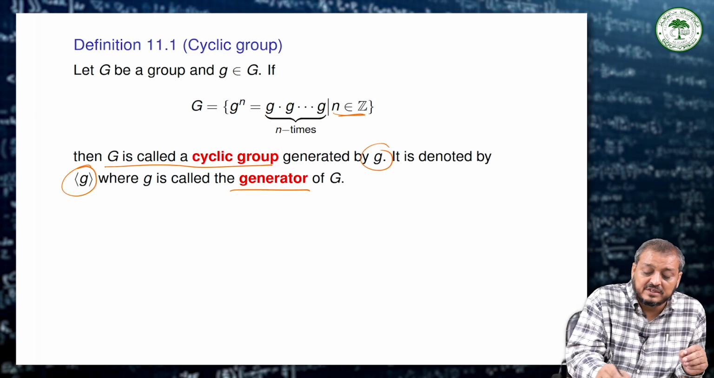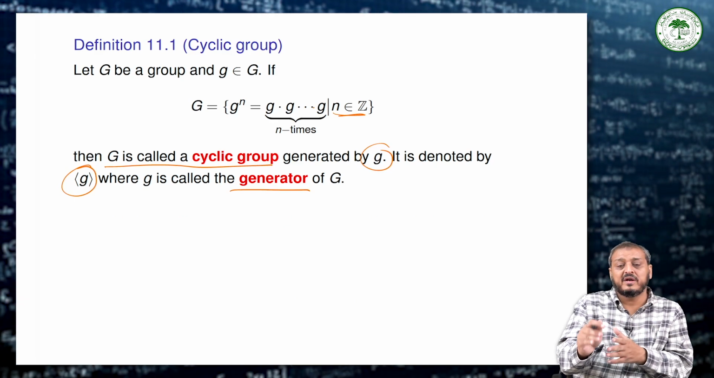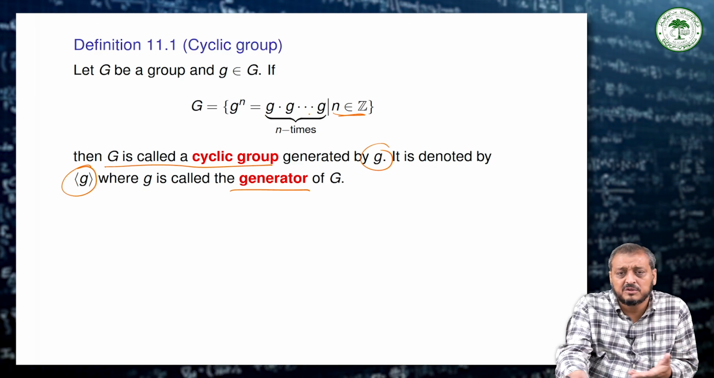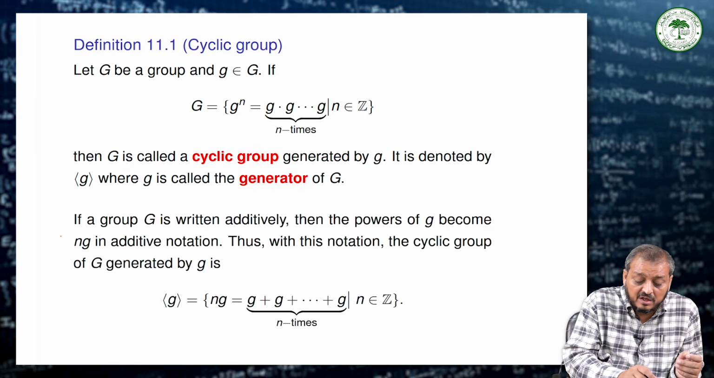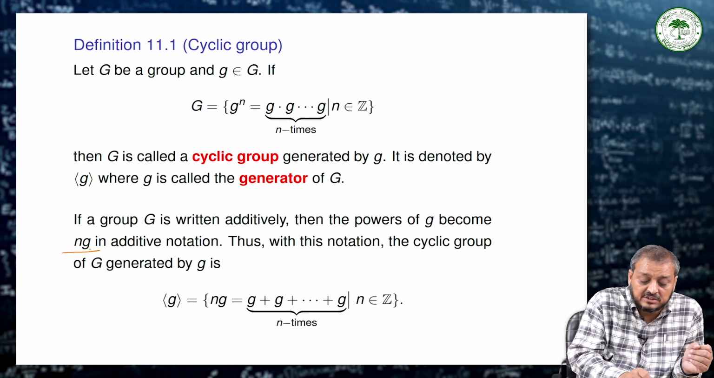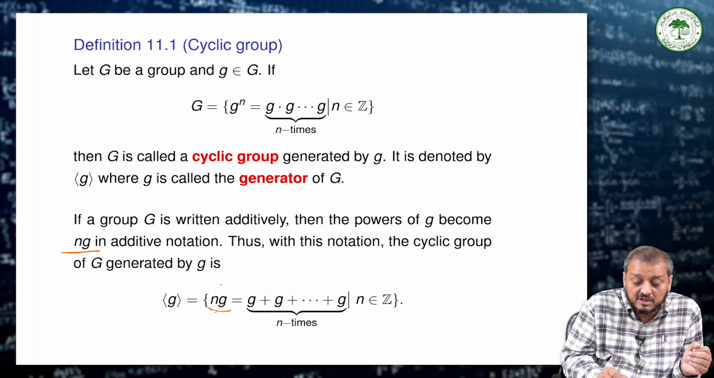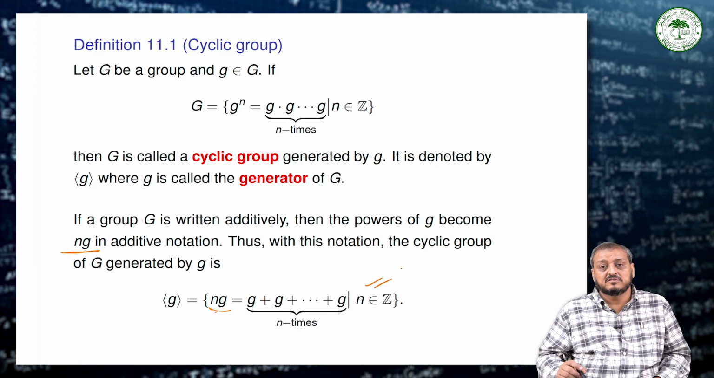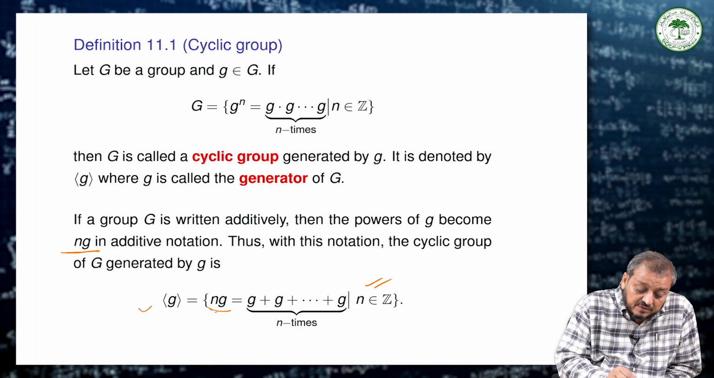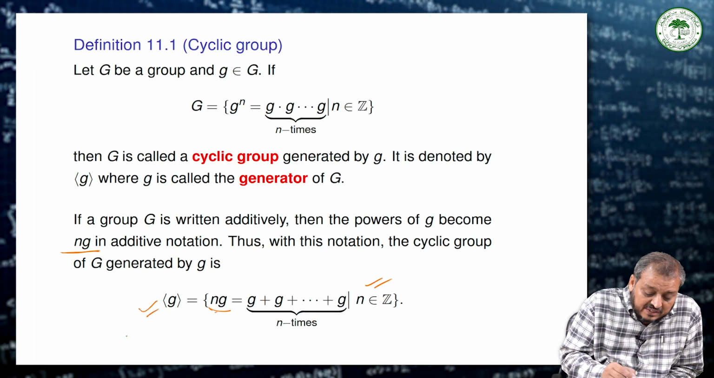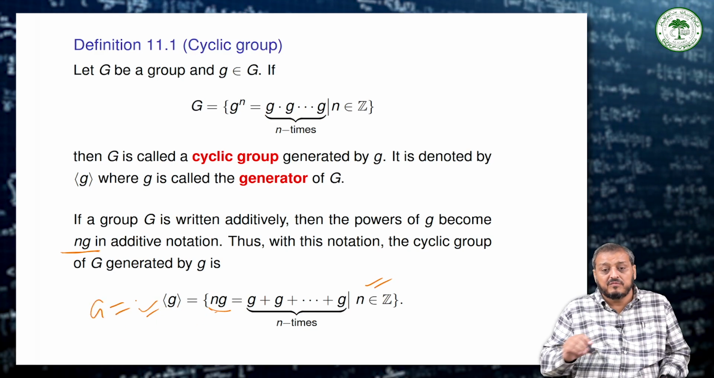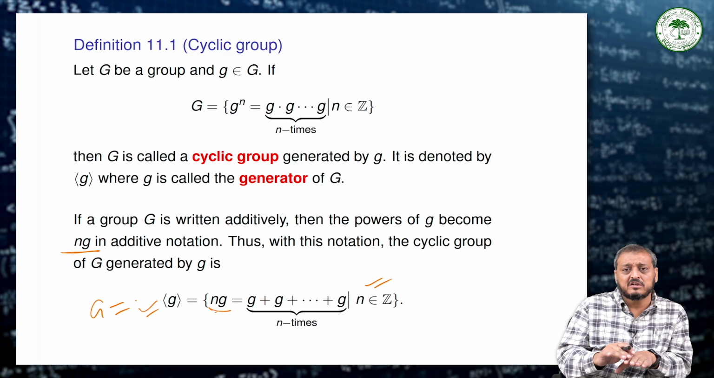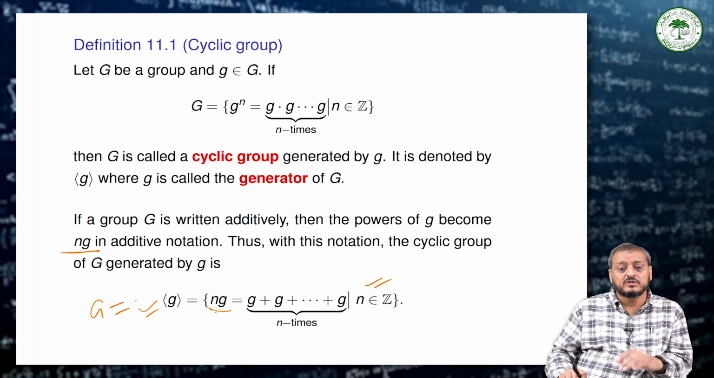Just one thing: g to the power n means the binary operation applied n times. If the binary operation is multiplication, we can write it in this simple form. If the binary operation is addition, then it becomes ng, and the generator can be written as ng in place of g to the power n, that is g plus g plus g, n times, where n is some integer. So G can be written in the form g to the power n, with n times the binary operation, and according to the binary operation the elements can be written in this form.